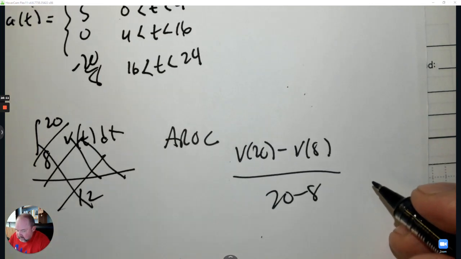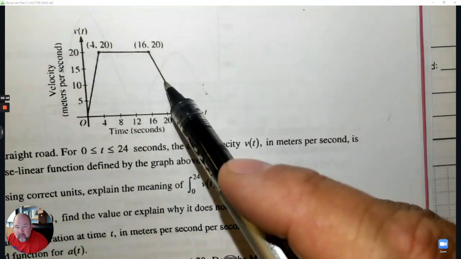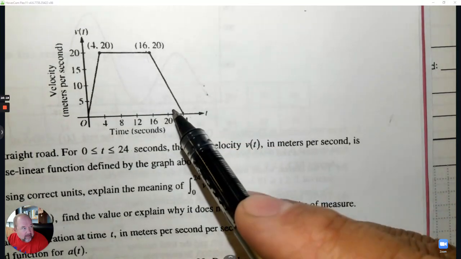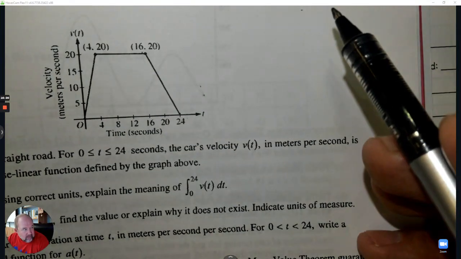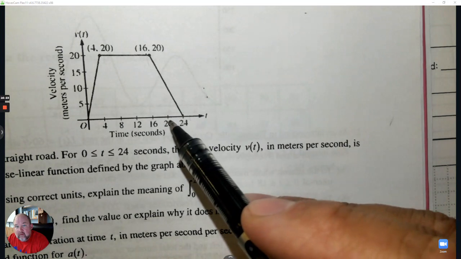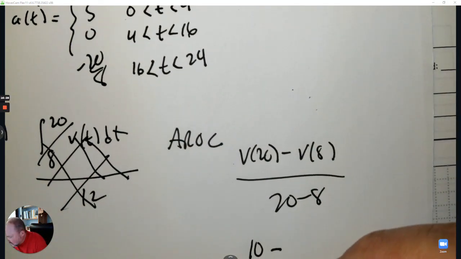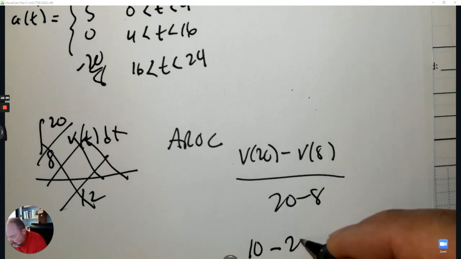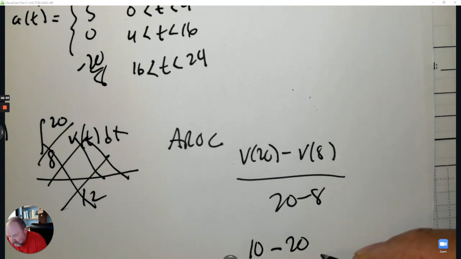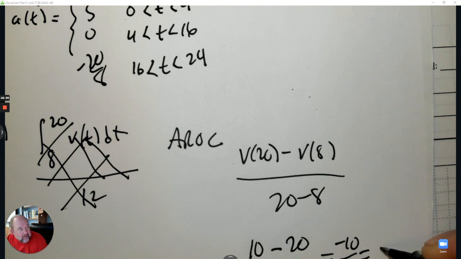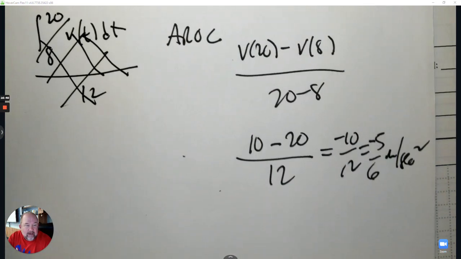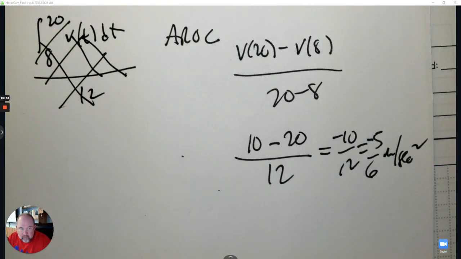So look off the graph. At 20, we'd have to know what that answer is. So the equation of that line, the answer is 10, just to let you know. At V at 8, the answer is 20. So that's -10/12 or -5/6. That's meters per second squared. So that's the average rate of change from 8 to 20.